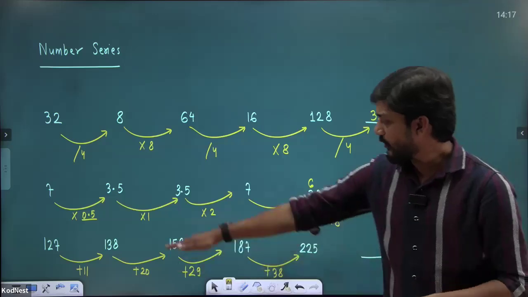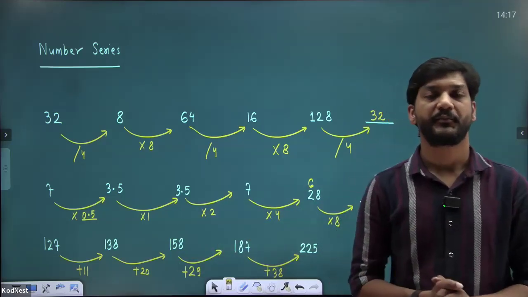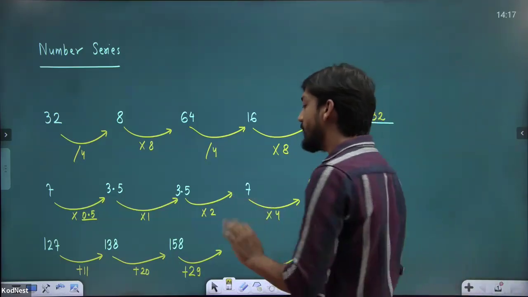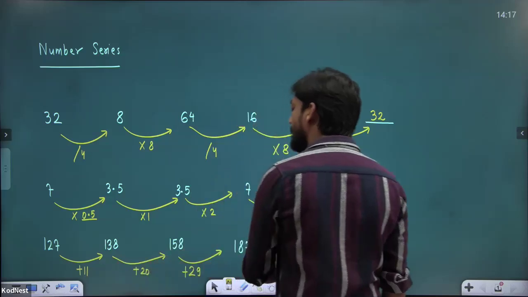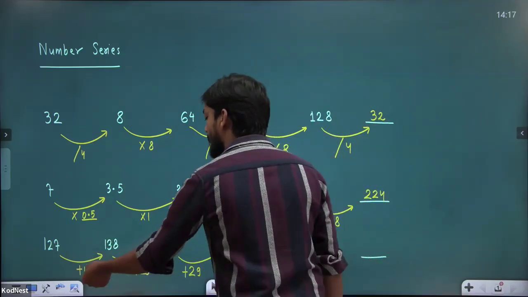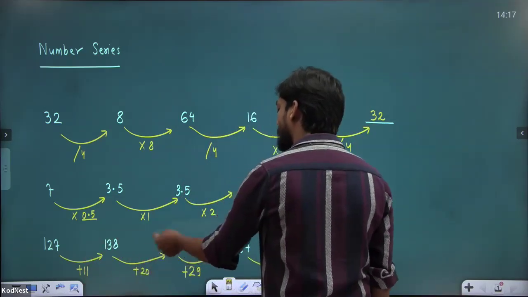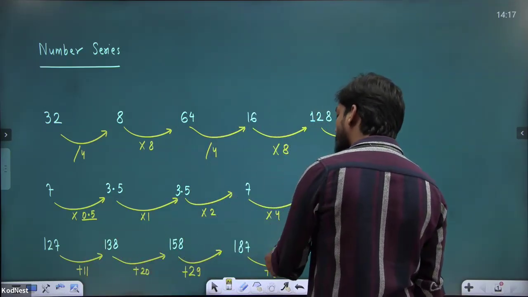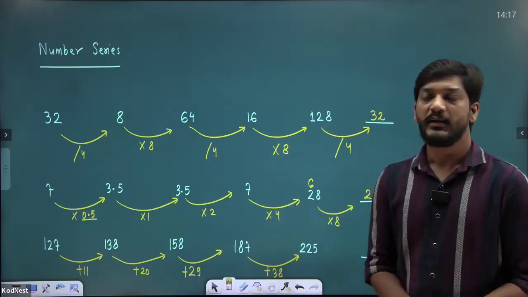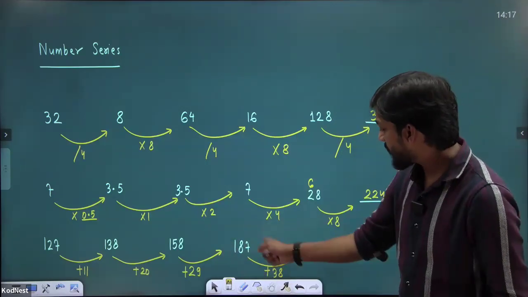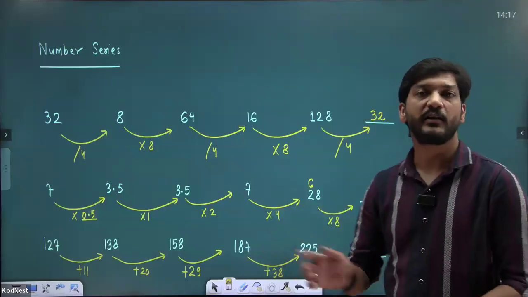So what you are observing, what is coming out? My dear, don't say it is random, sir. These are not random numbers. Don't say that. This is 11. 11 plus 9 is 20. 20 plus 9 is 29. 29 plus 9 is 38. So whatever numbers we are observing, it is plus 9, plus 9, plus 9, like that.